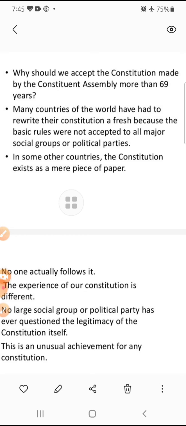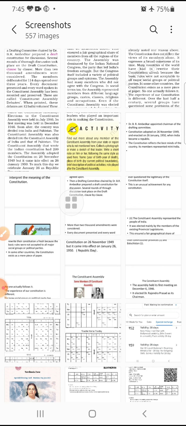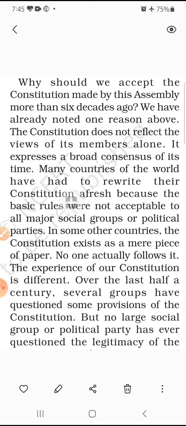No large social group or political party has ever questioned the legitimacy of the constitution. Legitimacy means the legality of this constitution is true and everyone believes in it. So this is an unusual achievement for any constitution. If we compare the constitution of India and others, it is different from the others. So we go back to that particular text of our NCERT.